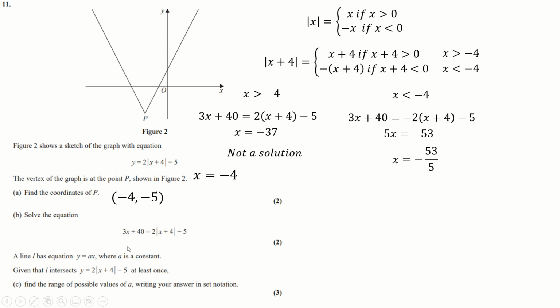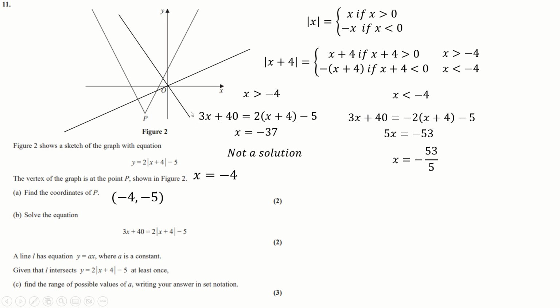Probably the most difficult question here, maybe on this whole paper, there was only 3 marks, is a line has equation y equals ax. So that's a line that goes through the origin with some gradient a. And it intersects this thing here at least once. Now this one does it twice, so this line would pass, this would qualify. Give a range of values of a. Now the easiest way to think about this is which lines would fail, right? You notice that any line with a negative gradient would pass.